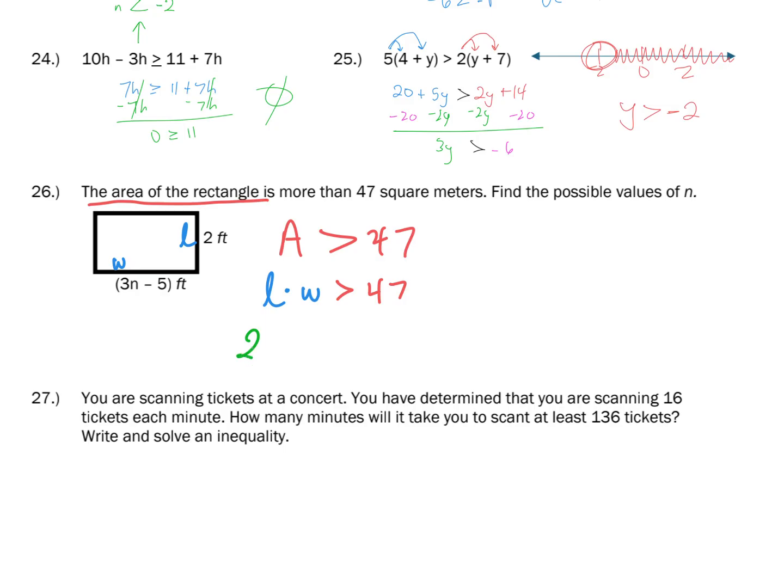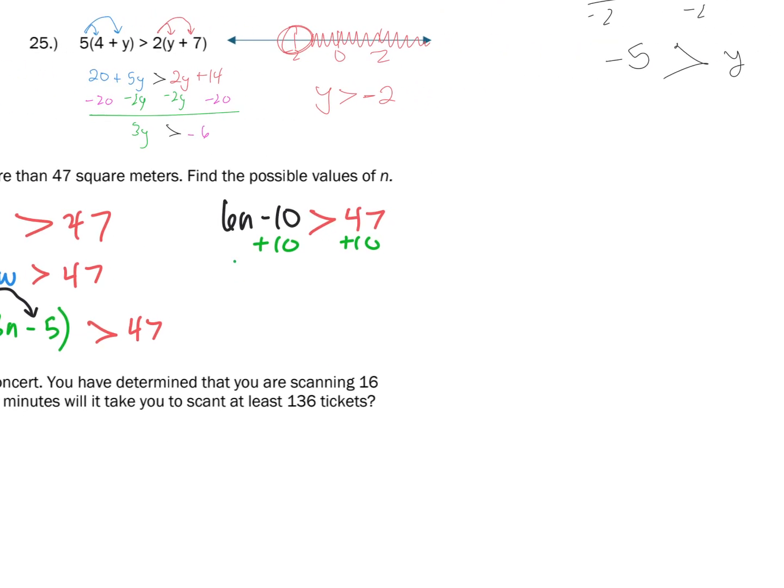So here's what we're going to do. We're just going to take the 2 for the length and plug it in. We're going to take the width, which is 3n minus 5, and plug that in. Now we're going to simplify because we're going to distribute the 2, and we get 6n minus 10 is greater than 47. We're going to add 10, and we get 6n is greater than 57.